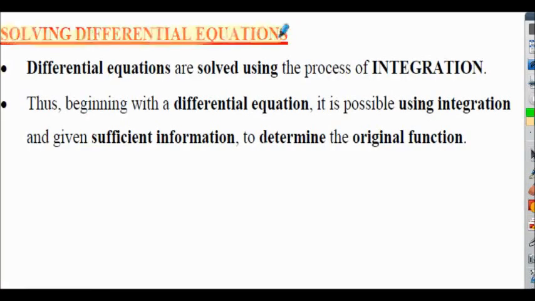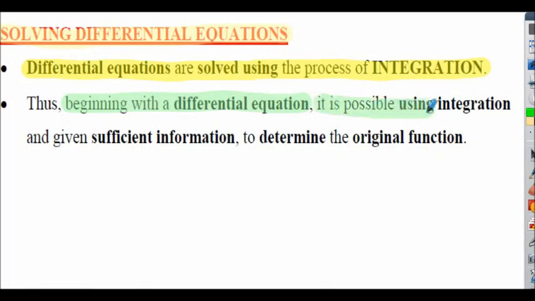Solving differential equations. Differential equations are solved using the process of integration. Thus, beginning with the differential equation, it is possible using integration, and given sufficient information, to determine the original function. So for example, we'll have dy/dx equal to a certain expression. We'll be able to integrate this to find y equal to the original function.